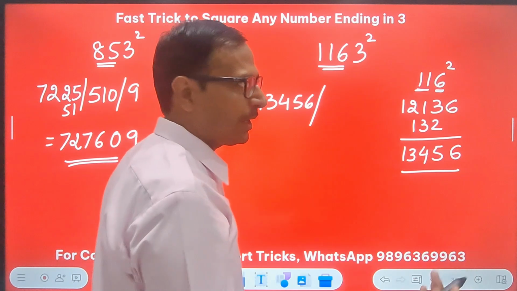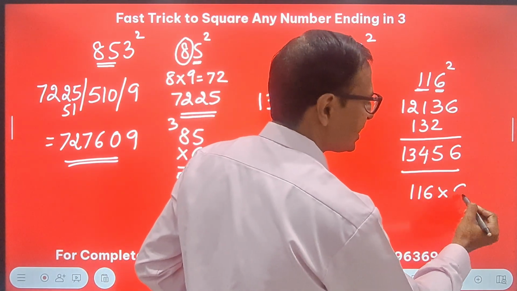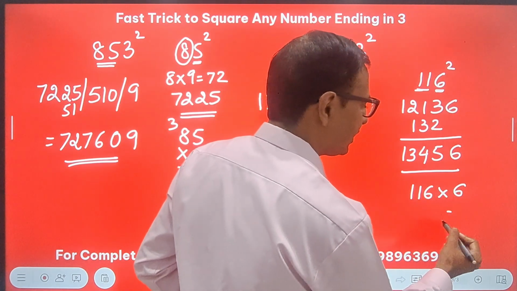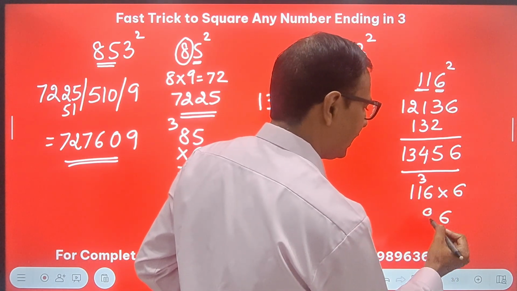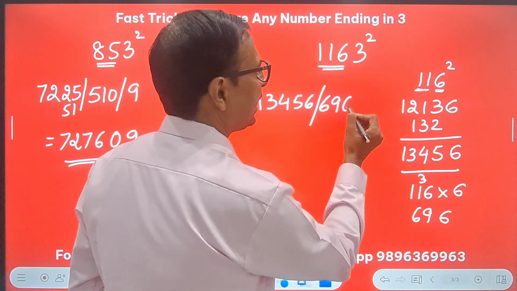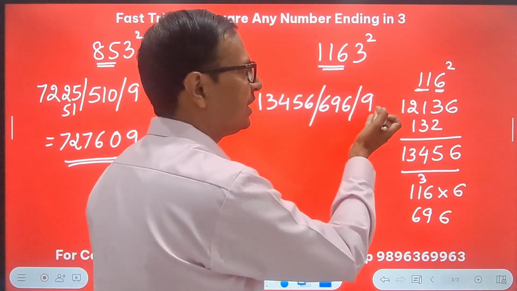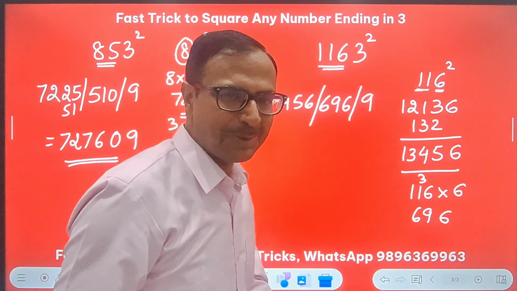Now how about the second part? This 116 is to be multiplied by 6. So 6 6s are 36. So 9 and a 6. So we have 696 as the second part, and the third part obviously is the 9, because the number ends in 3, the square will end in 9.